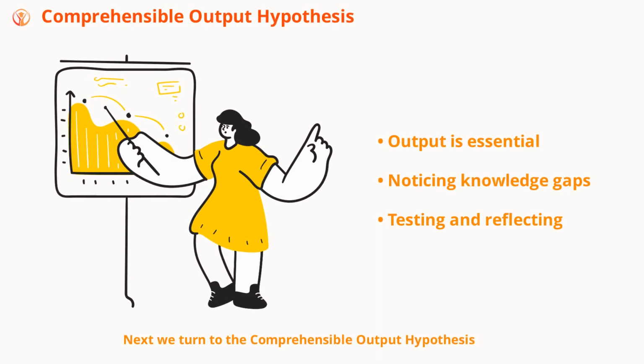Next, we turn to the comprehensible output hypothesis, introduced by Merrill Swain. While much attention in language learning is given to input, what learners hear or read, Swain argues that producing language is equally important. When learners try to speak or write, they notice gaps in their knowledge, test out new forms, and reflect on how to express themselves more accurately. This process, known as output, is crucial for developing fluency and grammatical accuracy.